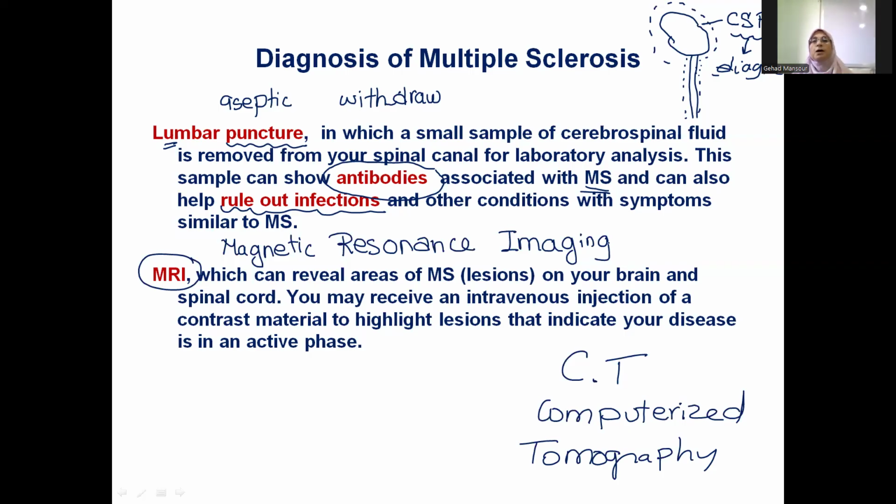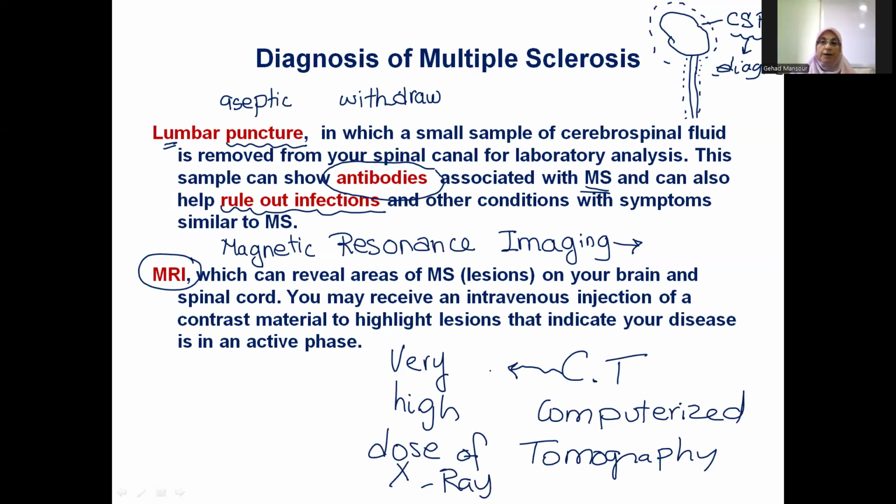Magnetic resonance imaging, in many neurological cases, is useful in diagnosis, and it is preferred to CT scan because CT scan exposes you to a very high dose of X-ray. And of course, in people who are genetically predisposed to cancer, this might in the long run be predisposing to cancer, especially if you do it frequently. So you have to be very careful when you decide to have a CT scan done.